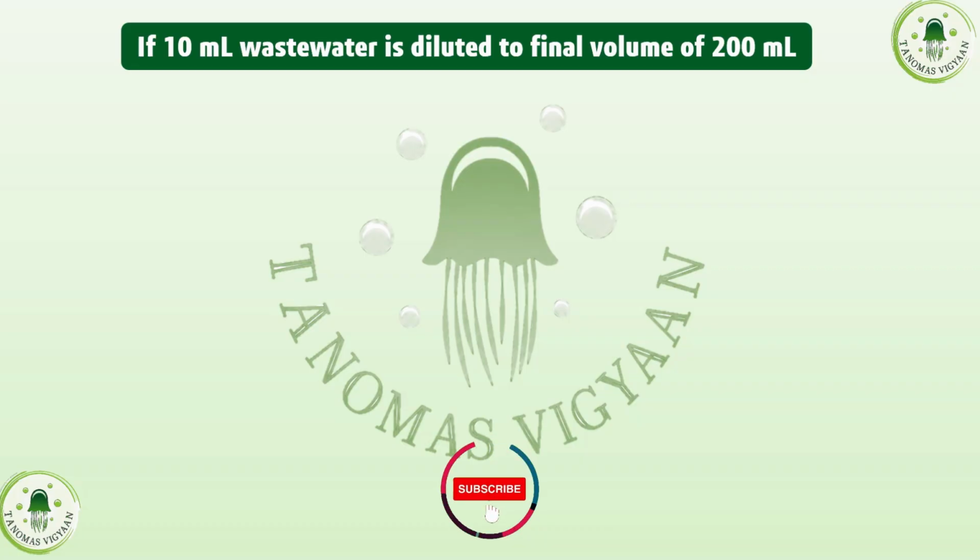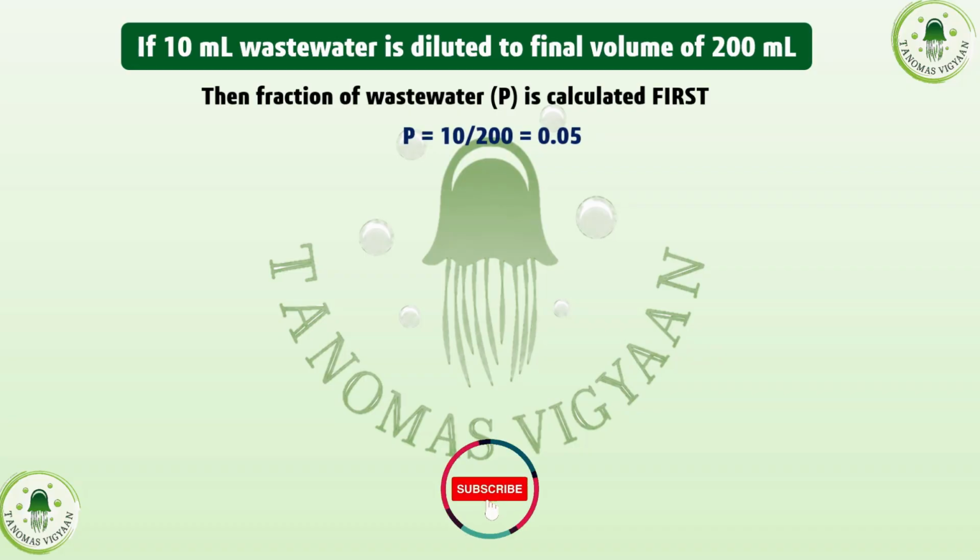So your final volume is 200 ml. You have to calculate the fraction first. In case you are doing the dilution, you have to find the fraction of your wastewater first. So what is the fraction? The fraction is denoted by P. P equals how much wastewater you have taken, 10 ml, divided by your final volume, that is 200 ml. So 10 by 200 is equal to 0.05. This is the fraction of wastewater which you have got.